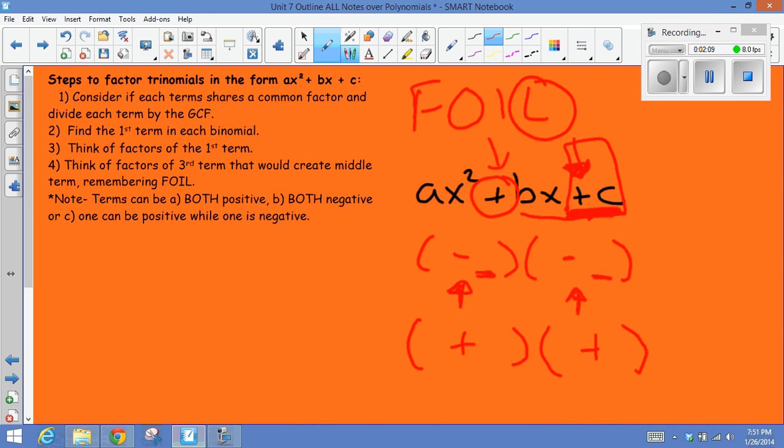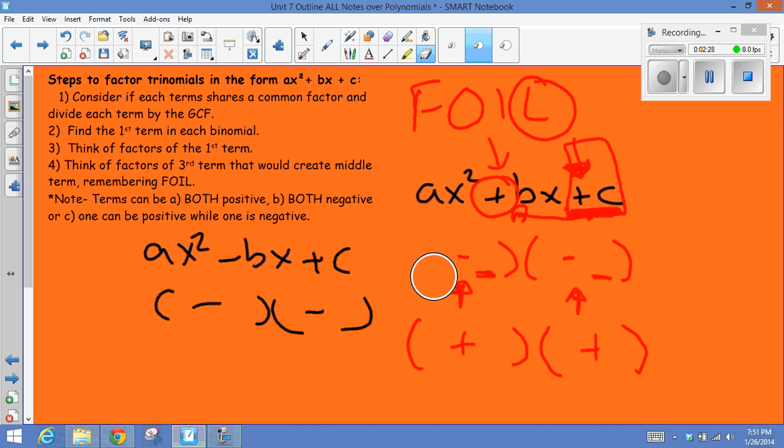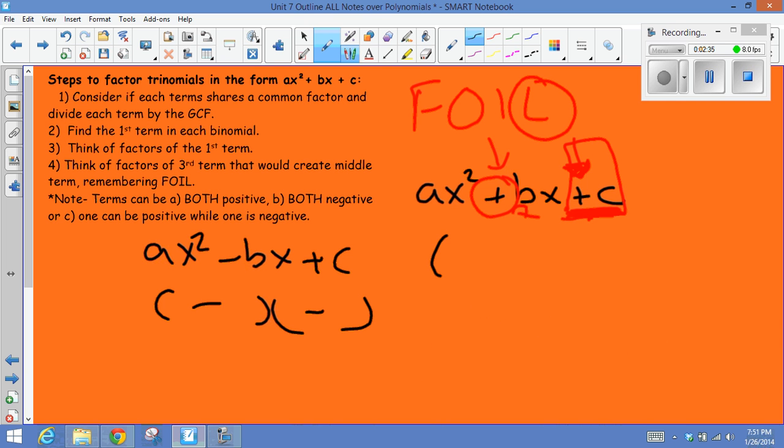If this is positive, I'm going to look over here, and if it's positive, both my signs are positive. If it's negative, so if it looks like ax squared minus bx plus c, this is going to look like this, and this one will be plus, plus. So that just gets us really going in the right direction as a factor, knowing what those signs are.